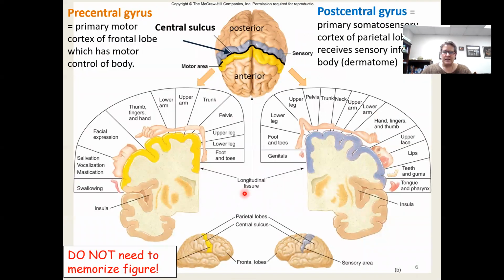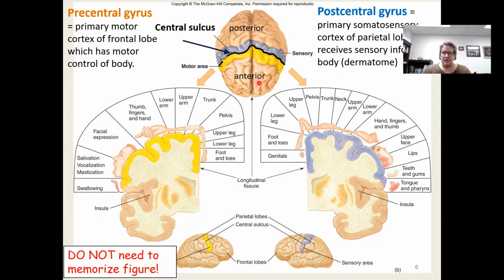Okay, on this next slide, you will not need to memorize this figure. It's just to give you an idea of the map of motor control of your body versus sensory perception in your body. So here's our brain, and the black line is the central sulcus. Before that line is the precentral gyrus. That's your motor cortex of the frontal lobe.